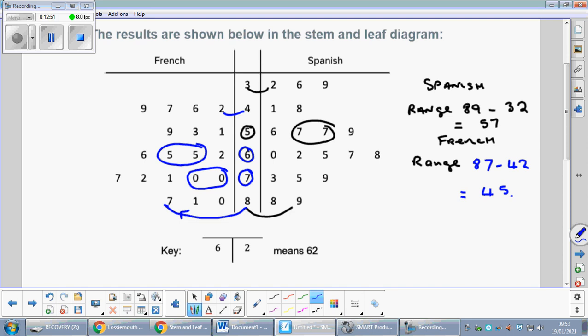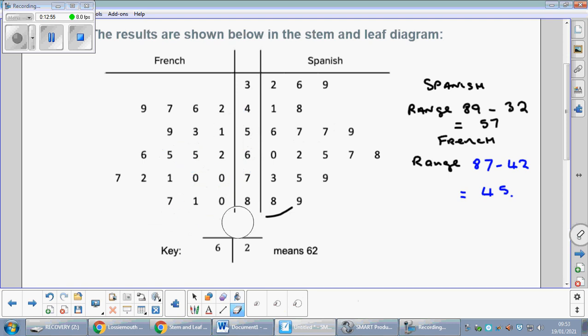And the median, let's just see how many results there are. There are, let's look, 1, 2, 3, 4, 5, 6, 7, 8, 9, 10, 15, 16, 17, 18, 19. 19 results.